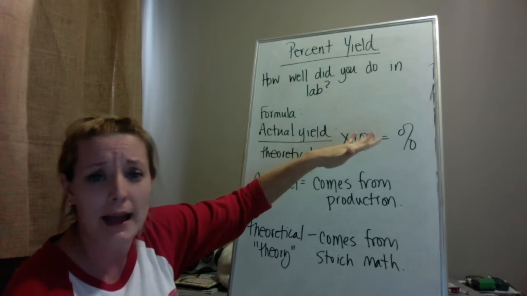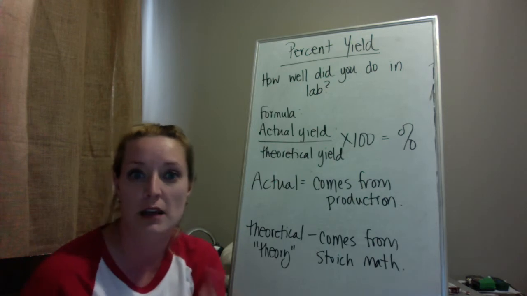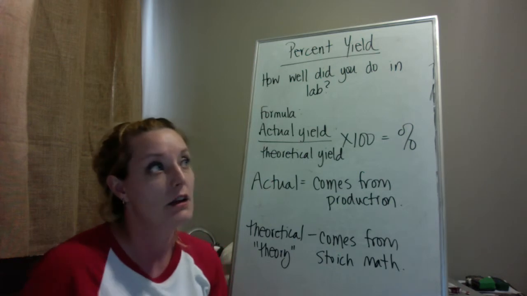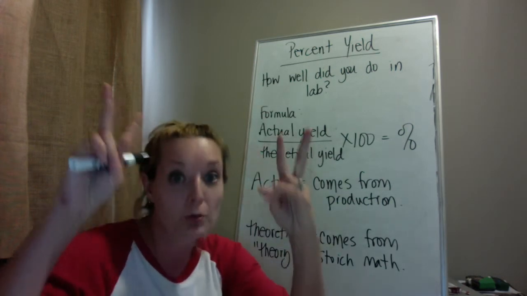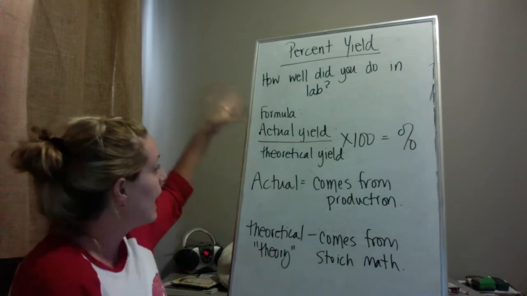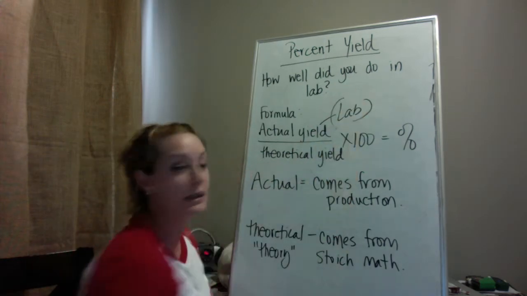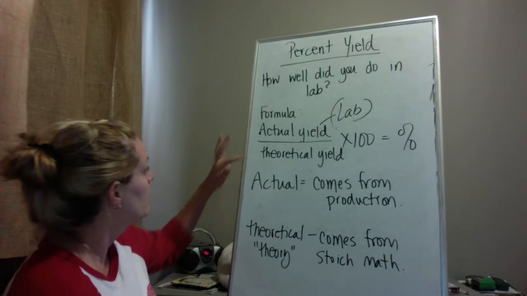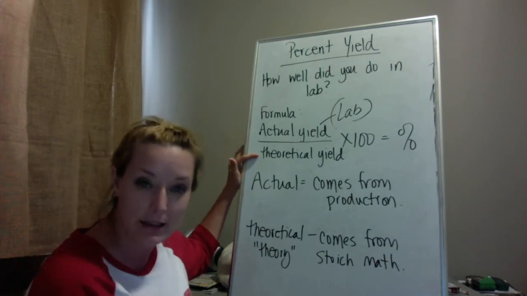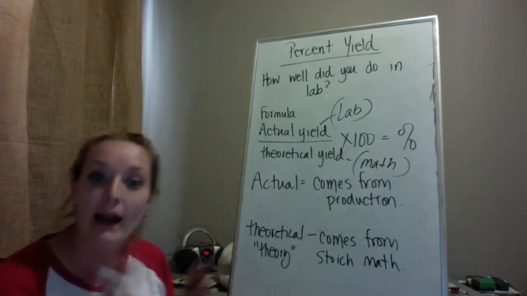Percentage means the same thing in lab as it does on a test or quiz. How well did you do on that quiz or test? What percentage did you get right? So if you got a 93 on a test, that means that you got 93% of the test questions correct. This is the same thing. I'm in lab. What did I actually get when I did this experiment in lab? Versus theoretical yield. What was I supposed to get? What did I get when I did the math before I ever started?